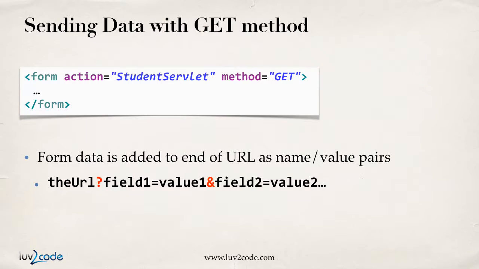Now, when data is being sent using the get method, the form data is actually appended to the end of the URL as name value pairs. So here we'll have the URL with a question mark, and then we'll have field1 equals value1, and with an ampersand, field2 equals value2, with another ampersand, and so on. That's basically how form data is sent using a get method.